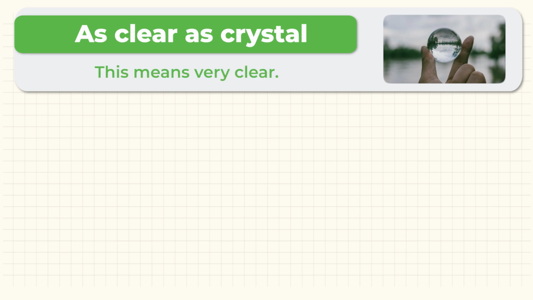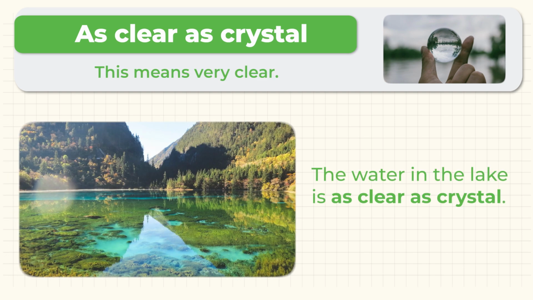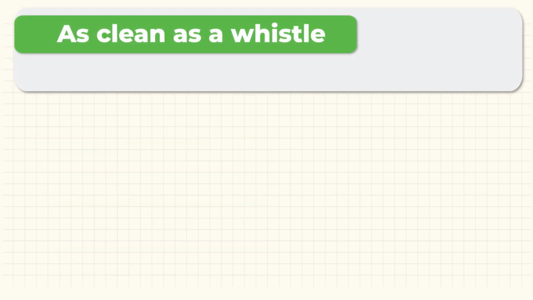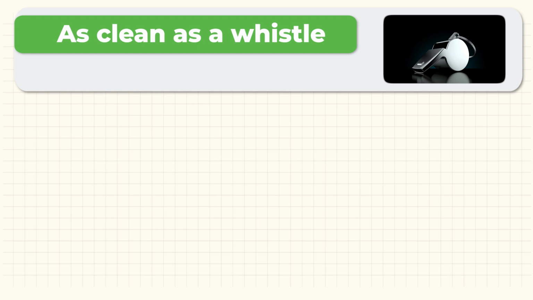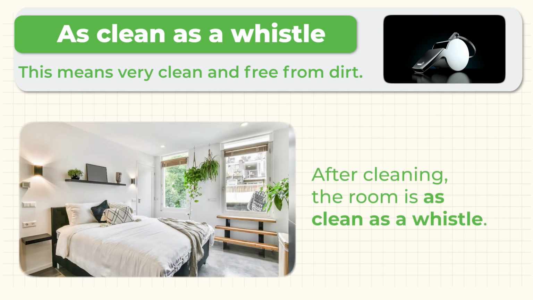As clear as crystal. This means very clear. The water in the lake is as clear as crystal. As clean as a whistle. This means very clean and free from dirt. After cleaning, the room is as clean as a whistle.